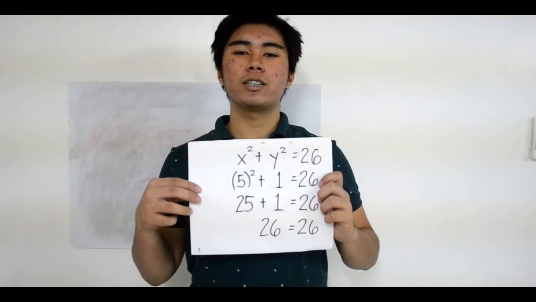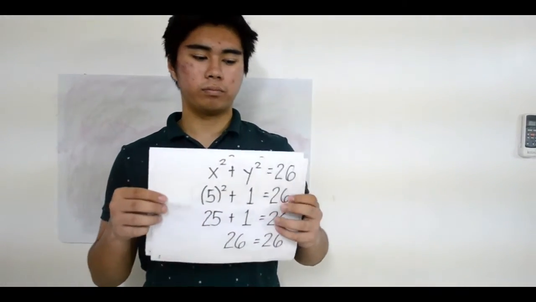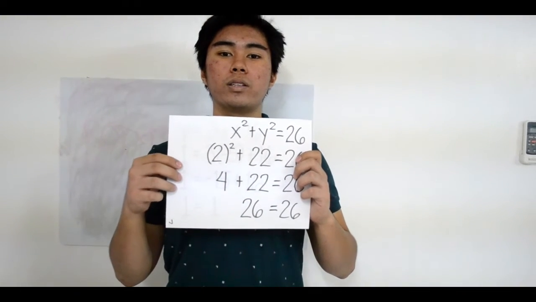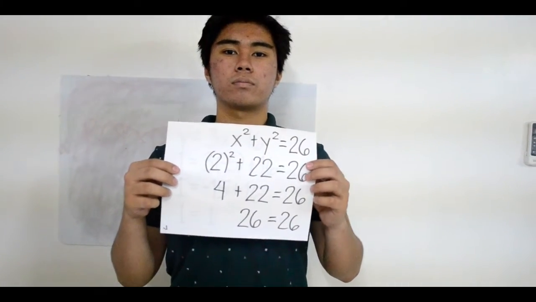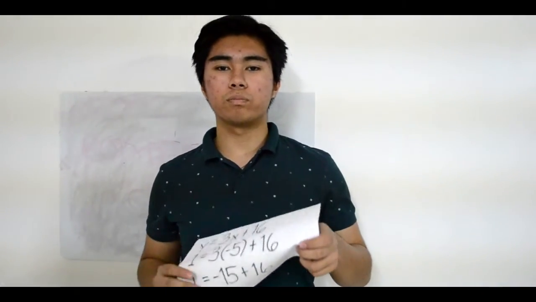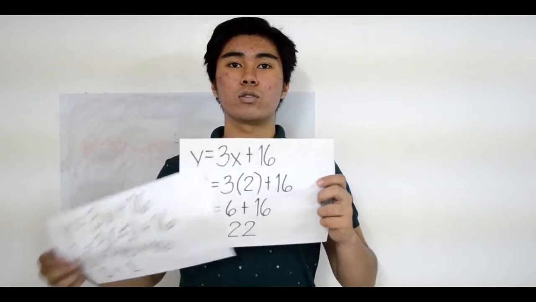First, substitute negative 5 and 1 in equation 1. Then substitute 2 and 22 in equation 1. After that, substitute negative 5 and 1 in equation 2. Then lastly, substitute 2 and 22 in equation 2.